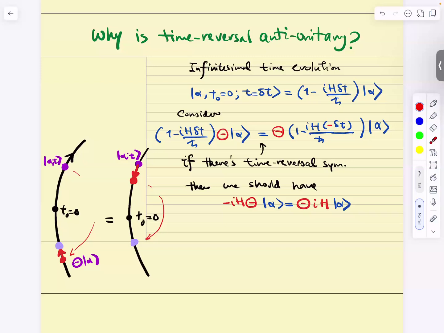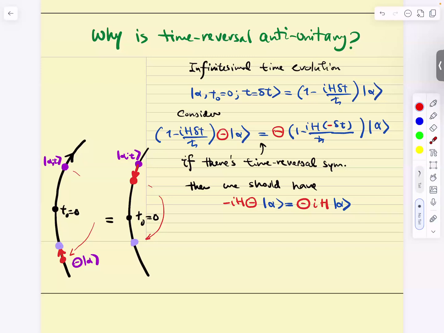We can first apply time reversal. That will bring it down here, right? And then move forward in time to end up here. Good. The other operation is you might say, I'm gonna first move forward in time and then apply time reversal. You do not end up in the same spot.